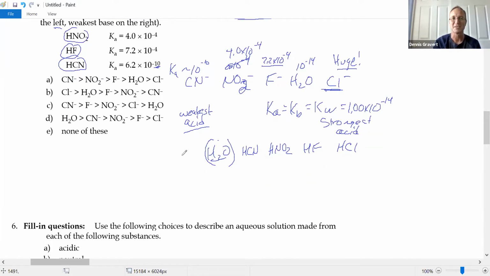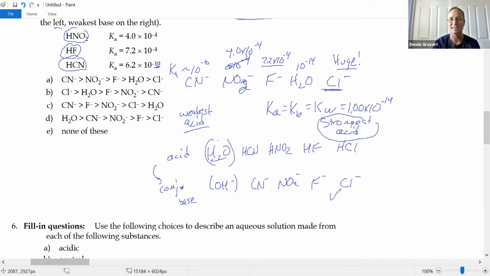You're supposed to then go from the acid to the conjugate base. The conjugate base of water is hydroxide ion. And you got CN minus, NO2 minus, F minus, and Cl minus. And the strongest acid produces the weakest base. And this one's going to be the strongest base. Hydroxide's even stronger, but hydroxide's not in this table.